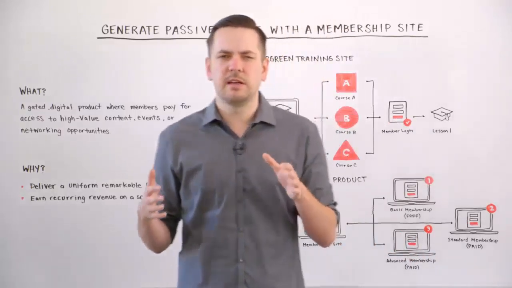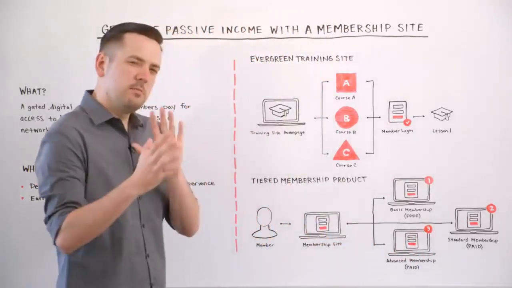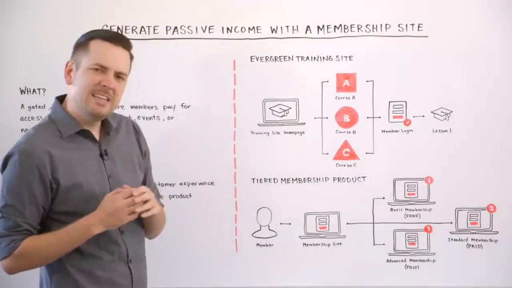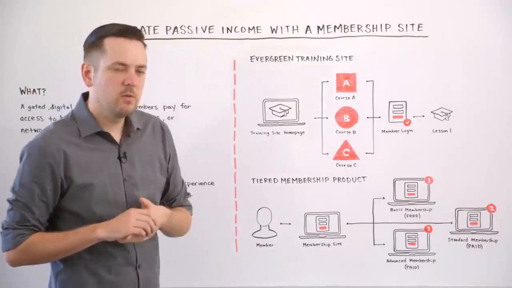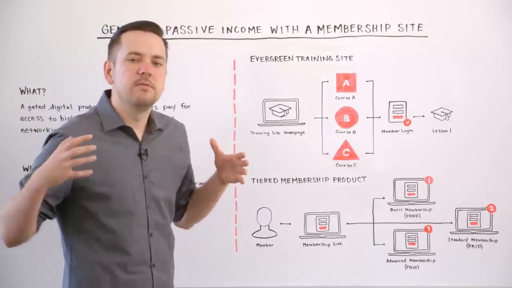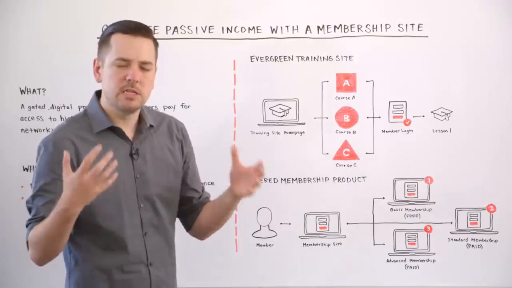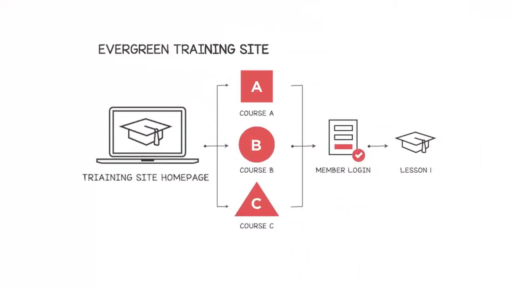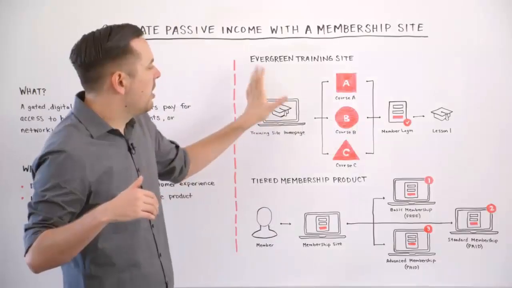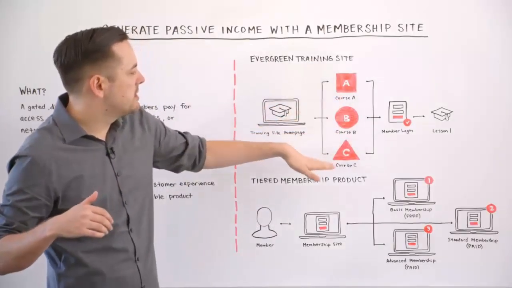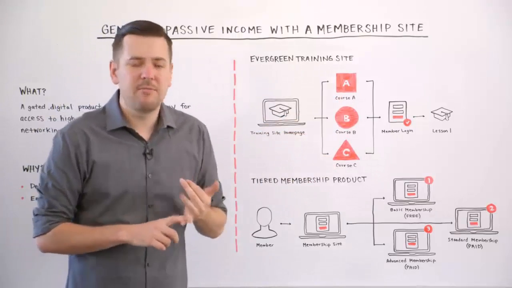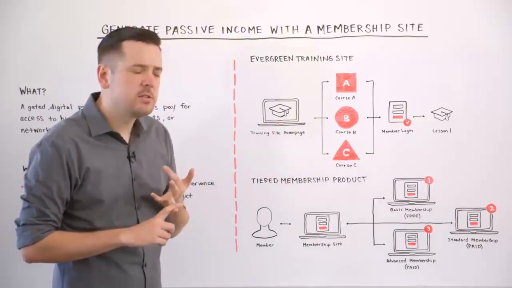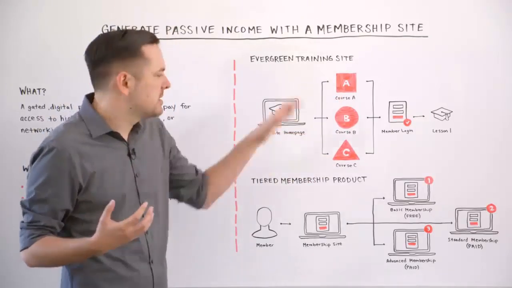Okay, so what does this look like in the real world? Let's start with the most basic example, an evergreen training site. This is what I see the most out there in the world. Let's pretend that we're in the business of business building coaching, teaching people how to build businesses. So you might have a homepage, businessbuilders.com or whatever it is. And on that site, you can have your different courses that you offer. Let's say one of them is about driving traffic, one is about converting sales, and one is about organizing your business, A, B, and C.